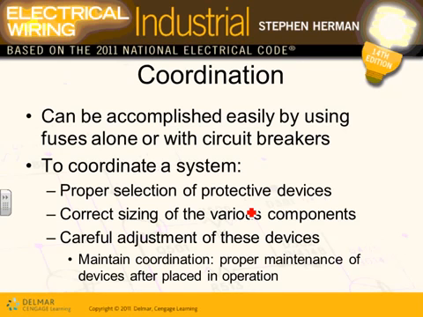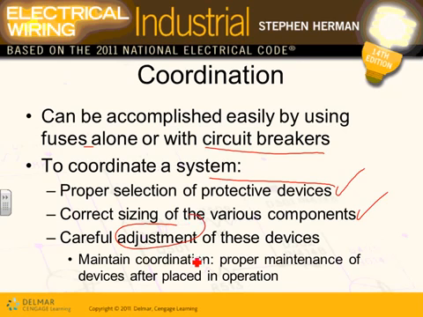How do you achieve the coordination? It is accomplished easily by using fuses alone, or by using fuses with circuit breakers. Here are a few things you have to take into consideration. Proper selection of the protective device, the correct size of various components, like the withstand rating of the components, and adjustment of the overcurrent protection devices. That's how you can get a fully coordinated system, and you have to run the full coordination of these circuit breakers and adjust their tripping mechanism.